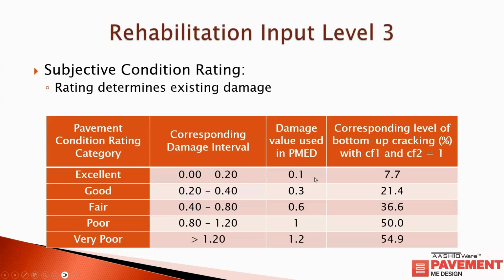then the value that it uses within the software is 0.1, and then that increases as the condition decreases. So if you have very poor, now your damage index value is about 1.2, and that corresponds to about 54.9 or 55% cracking. That is what it corresponds to with the assumed set of calibration coefficients.